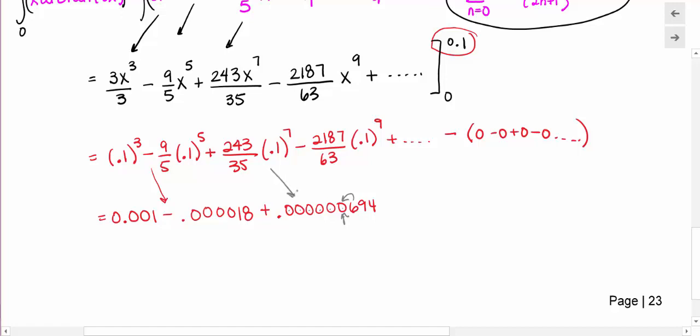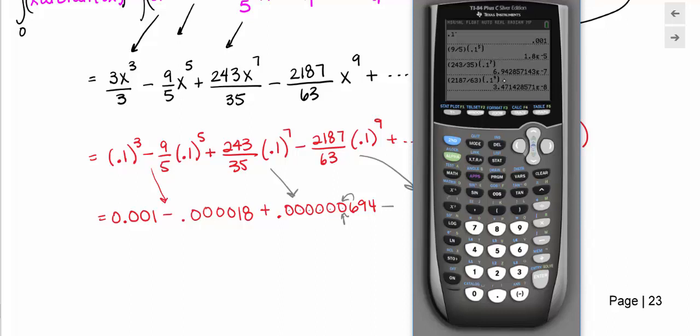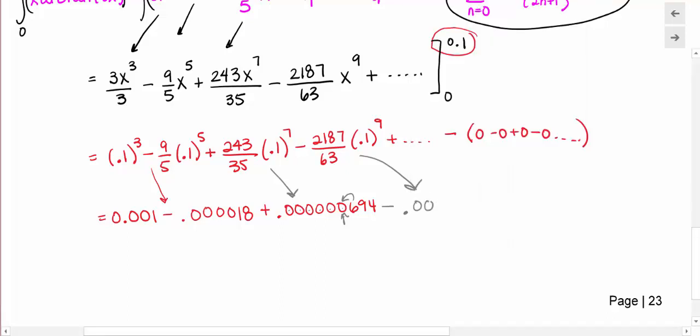So I just check the next term here and see what that was on my calculator. So that was this 0.1 to the 9th times 2,187 over 63. So that's e negative 8. So that's going to be this 3.47 number times 10 to the negative 8. So I'm going to move this decimal 8 places to the left. So there are 7 zeros and then a 3. So 1, 2, 3, 4, 5, 6. So this is definitely not rounding enough to affect that 6th decimal place. So I do not need that term.